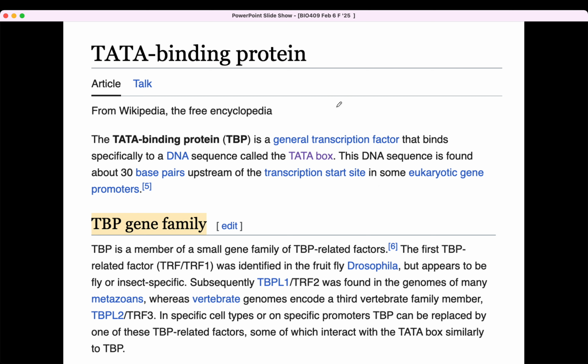So Tata binding protein is a general transcription factor that binds specifically to a DNA sequence called the Tata box. This DNA sequence is found about 30 base pairs upstream of the transcription site in some eukaryotic gene promoters. Right? Is that what we're learning in our course? Wikipedia writes for college student learning. Yep. And then it goes on to say, well, it's actually a gene family. And so sometimes the promoter story and the pre-initiation complex story becomes kind of complicated. In our course, we're going to take it as being pretty boring and pretty common.